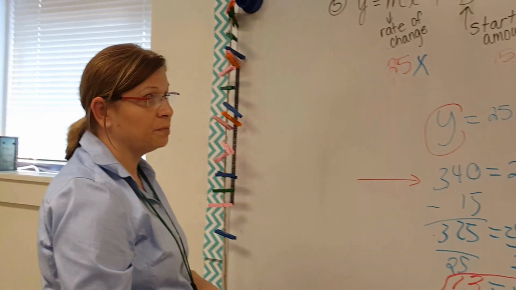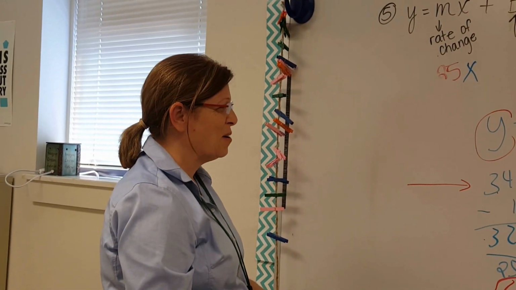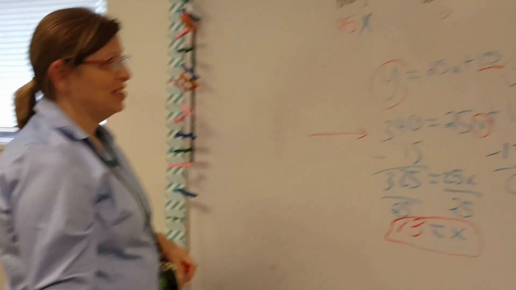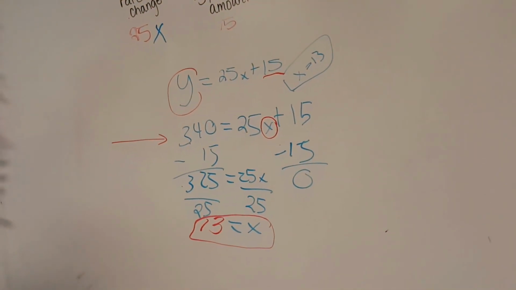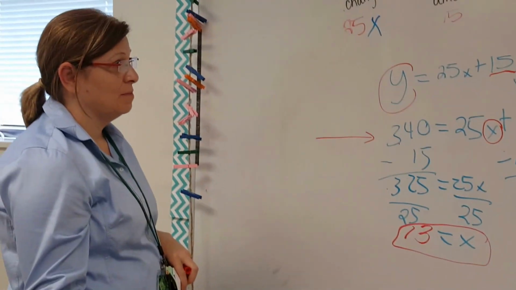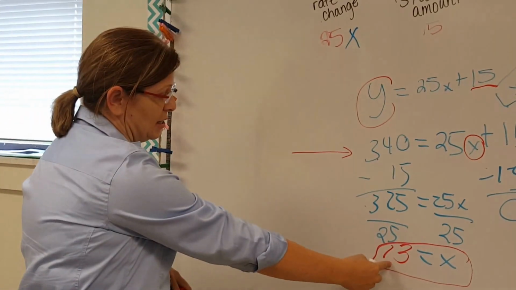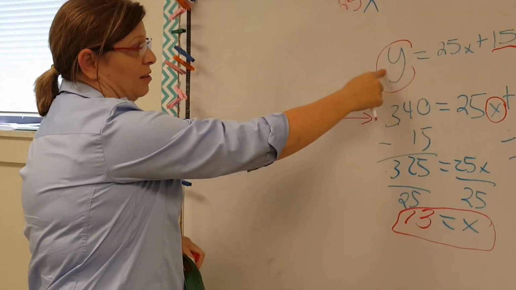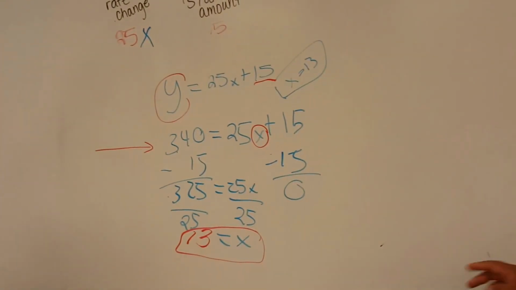Why is Y the dependent variable? Because Y is always the dependent variable, and your X is independent. So you could put any amount of months in there and figure out the number of toy soldiers he would get. So 13 equals X.